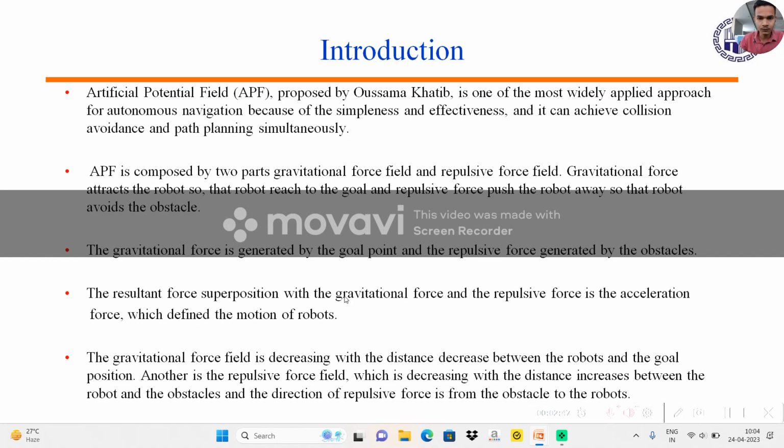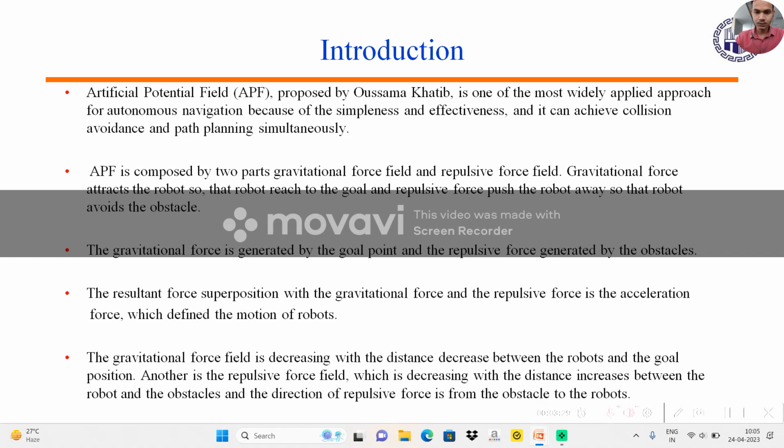The resultant force, the superposition of the gravitational force and the repulsive force, is the force which defines the motion of the robot. Both are combined, and both of them decide the motion of the robot, in which order the robot will move. The gravitational force field decreases as the distance decreases. So the gravitational force field exerted by the goal state will decrease when the distance between the robot and the goal decreases.